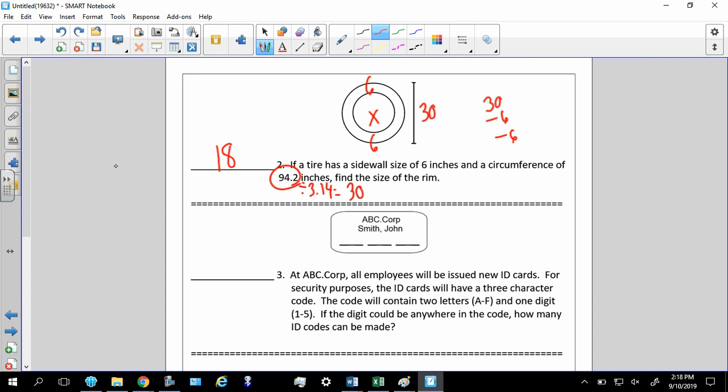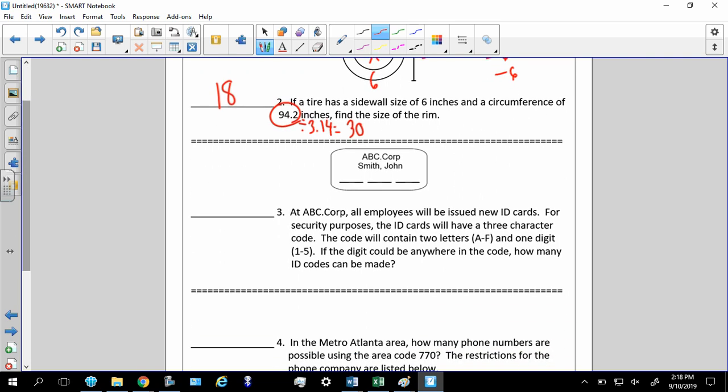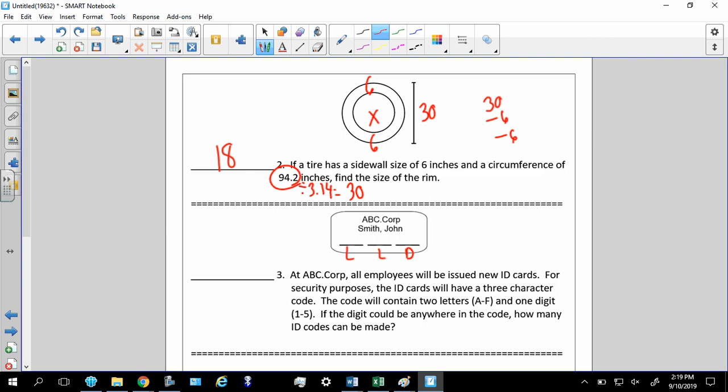All right, next one. At ABC Corp, all employees will be issued new ID cards for security purposes. The ID cards will have a 3 letter code. All right, so the code will contain 2 letters. So I'm going to put the letters being the first 2 blanks, and then my digit, which is right here, 1 digit. All right, so the 2 letters is A through F. So A, B, C, D, E, F. All right, that's 6.